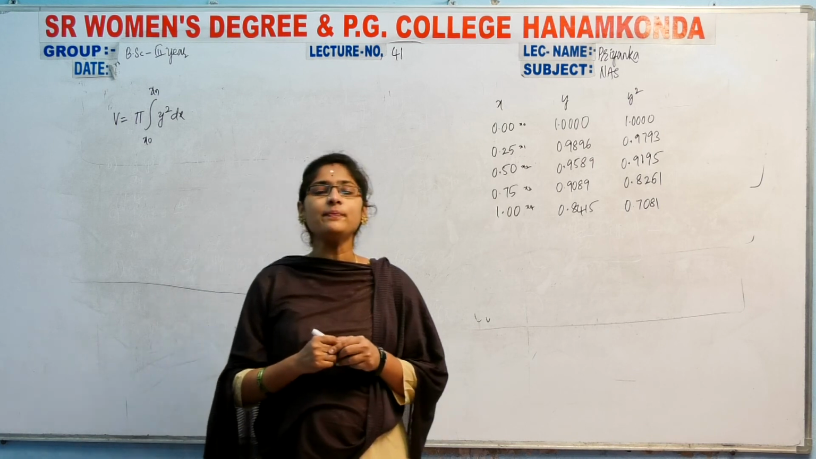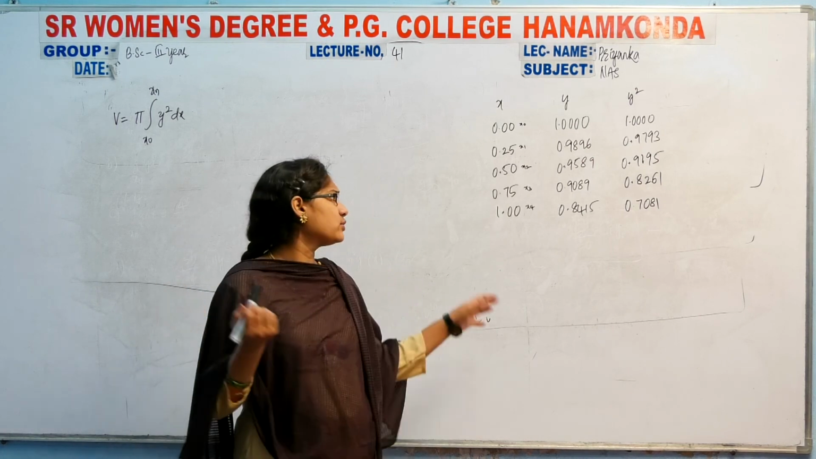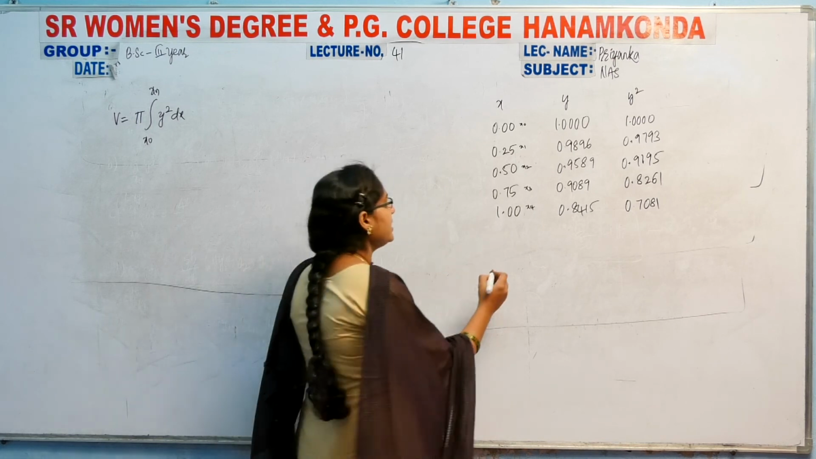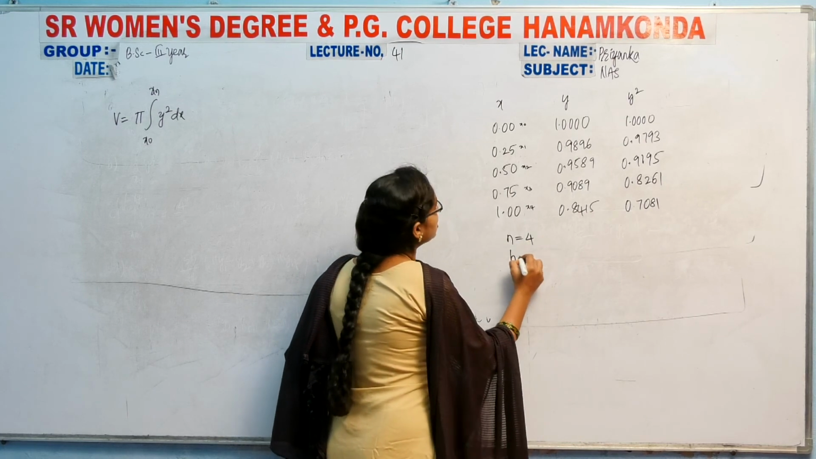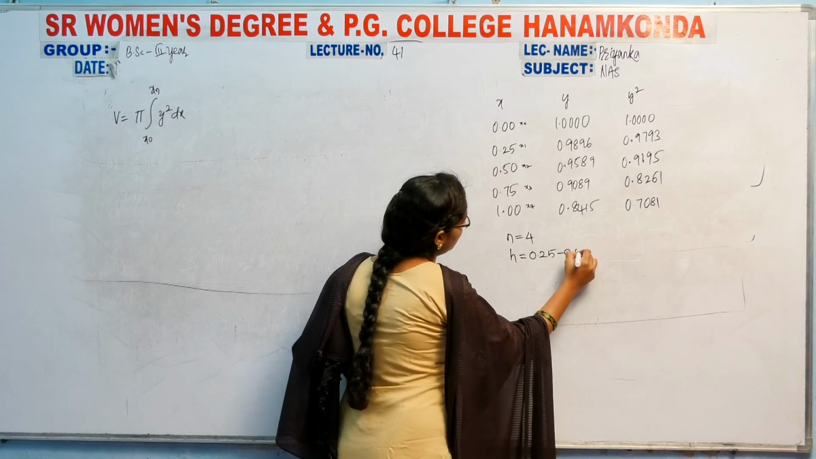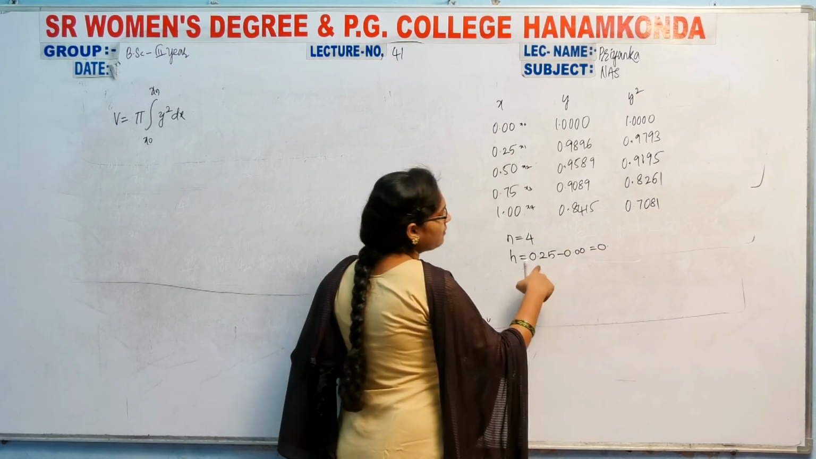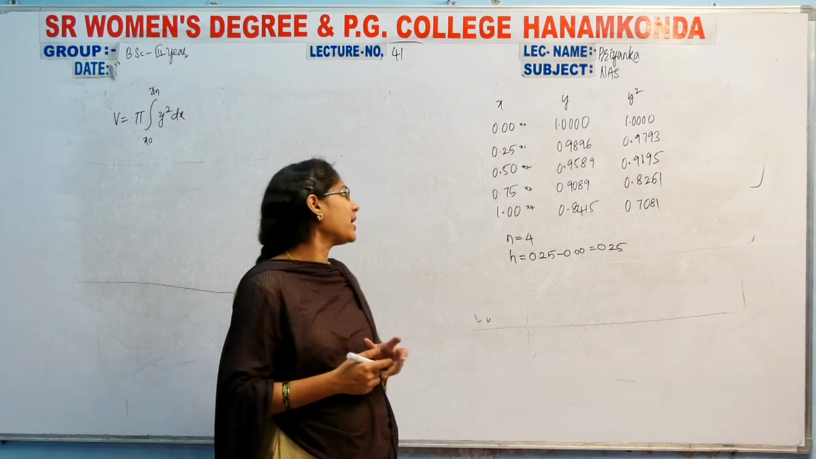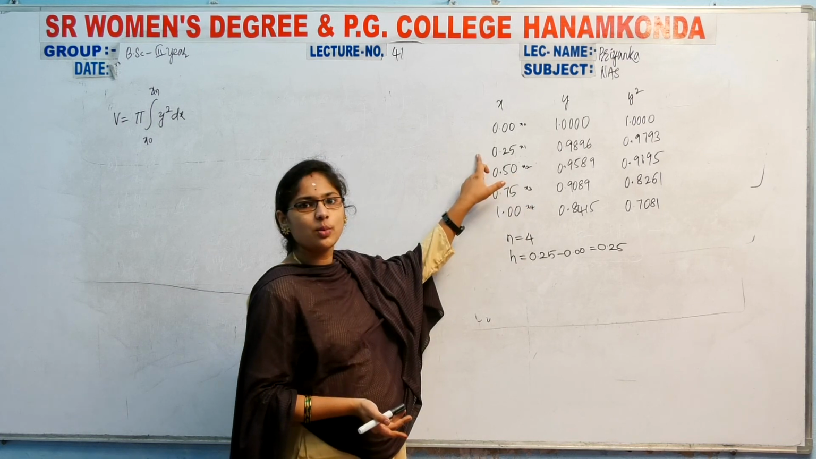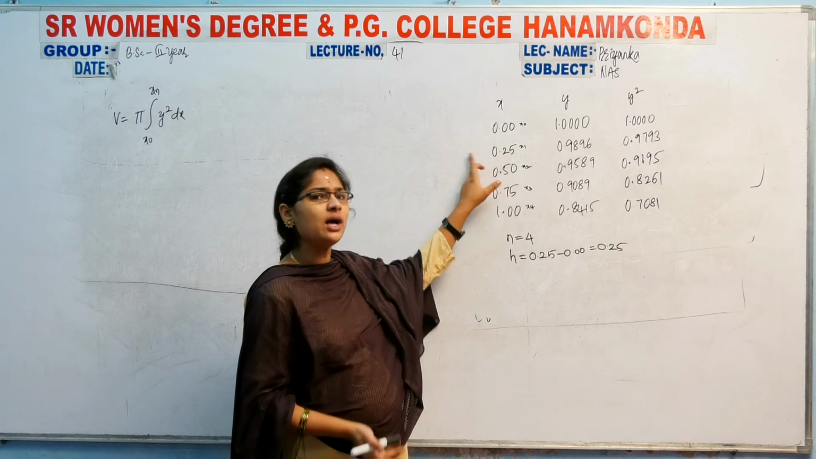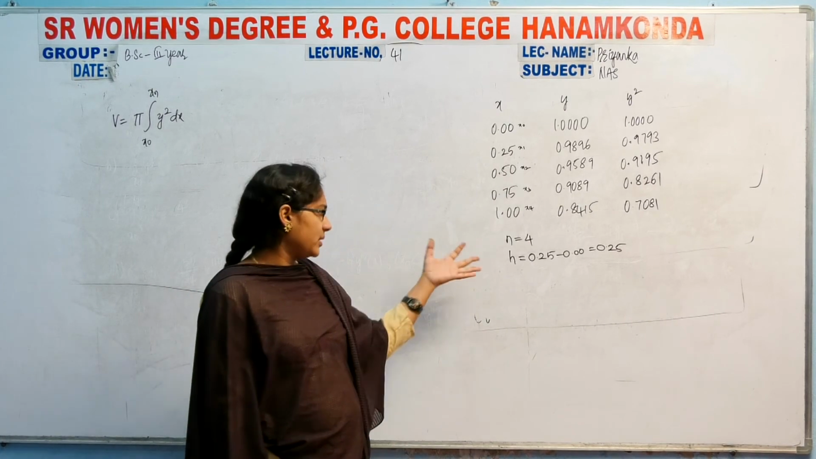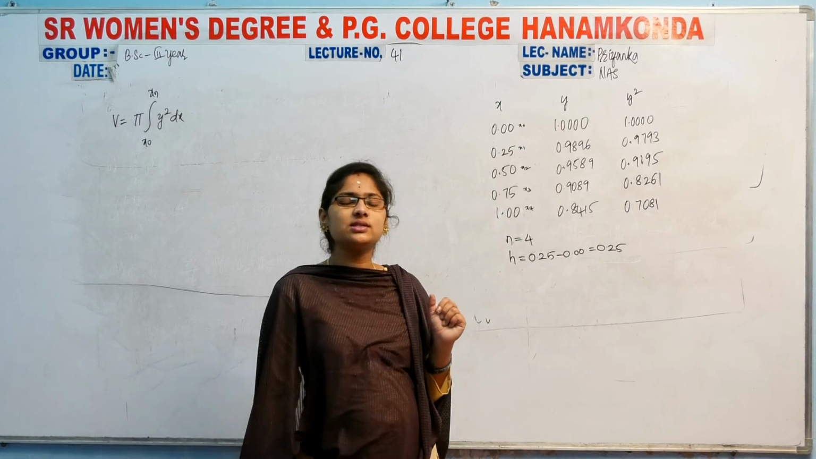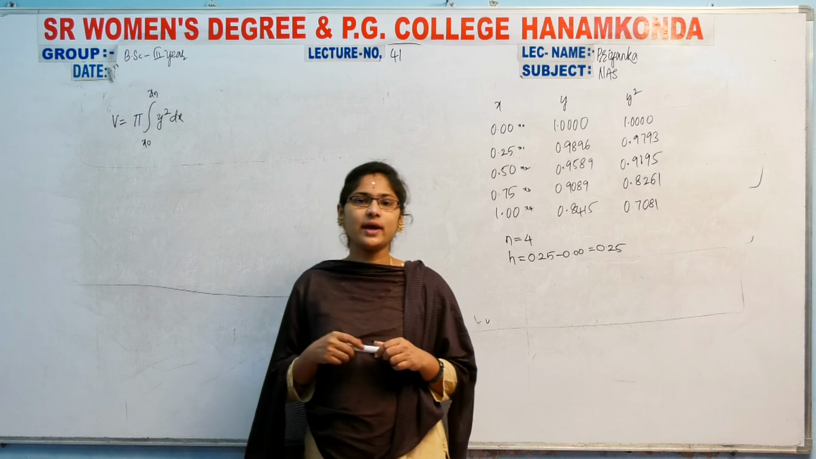Now we simply take the formula of Simpson's rule, substitute the values directly, and calculate. Write down: n is equal to 4, h equal to 0.25 minus 0.00, that is 0.25. The value of h is the interval length, 0.25. Otherwise 0.50 minus 0.25, like this you can calculate the interval length. So this is the application. I will continue this problem in the next class. Thank you everyone.